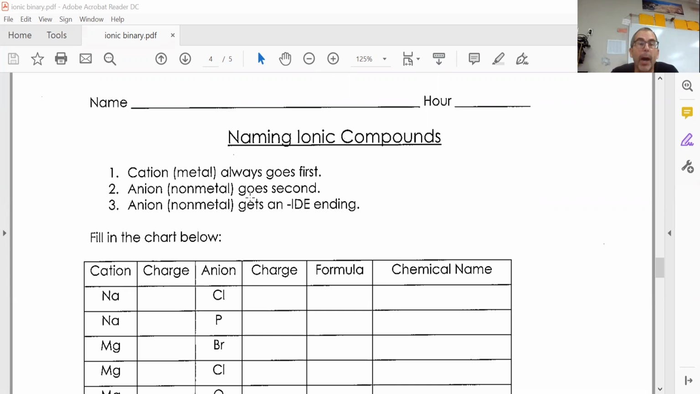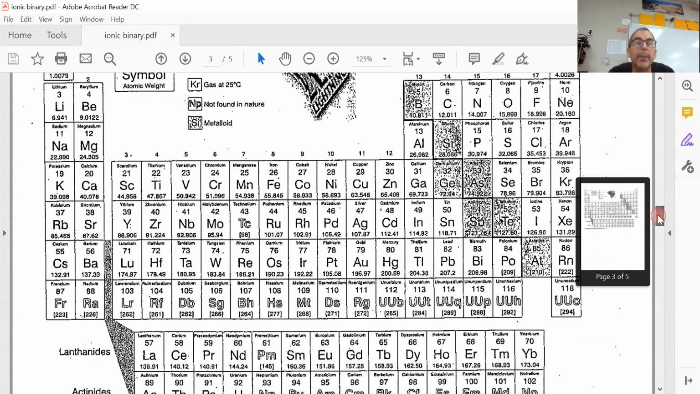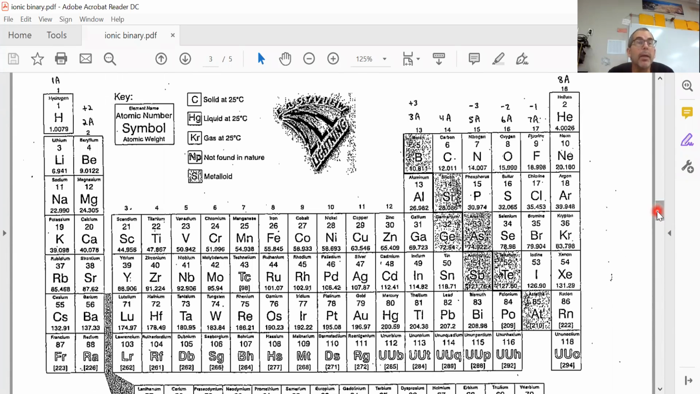Let's start right in with a problem, and we'll come back to these rules. So our cation is Na. A cation is a positive ion, and our anion is Cl. That's a negative ion. So what I would do next is go to my periodic table, and I'm going to grab a marker here so I can spotlight that a little bit. Oh, there it is, sodium, number 11 right here.